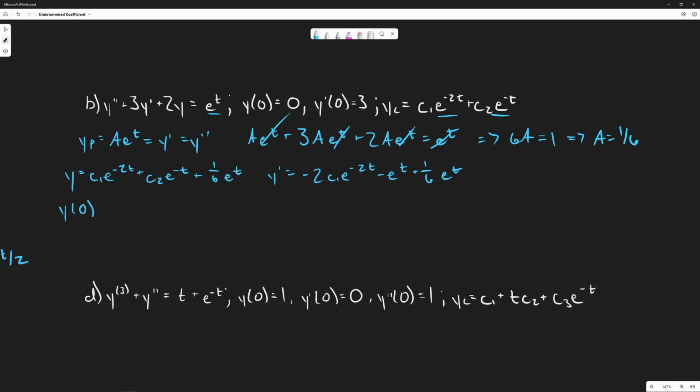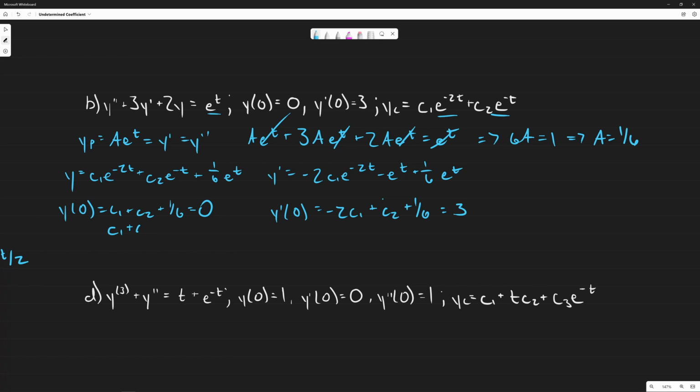So when y of 0 is equal to 0, we'll get c1 plus c2 plus 1/6 is equal to 0. And then y prime of 0 would be negative 2c1 minus c2 plus 1/6, that is not equal to 0, that's equal to 3. Forgot to add this constant: c1 plus c2 plus 1/6 is equal to 0, and this one is equal to 3. So now we have two equations with two unknowns, and here's what we can do.